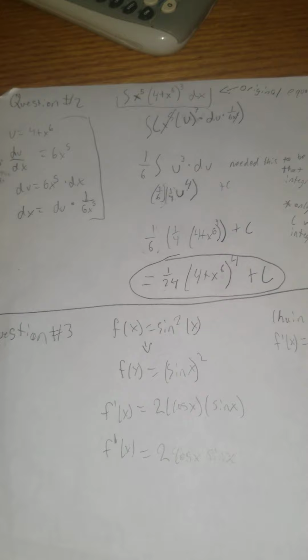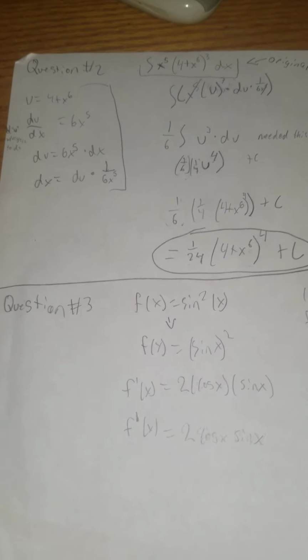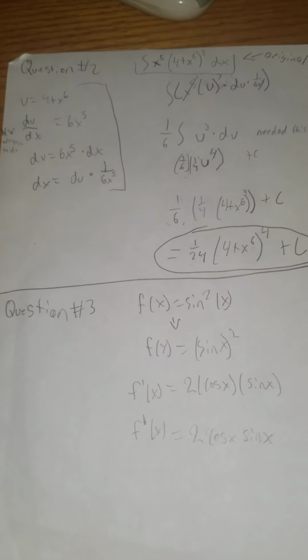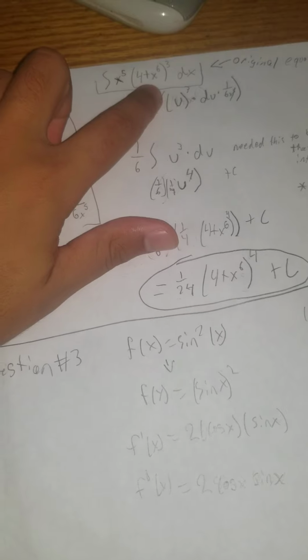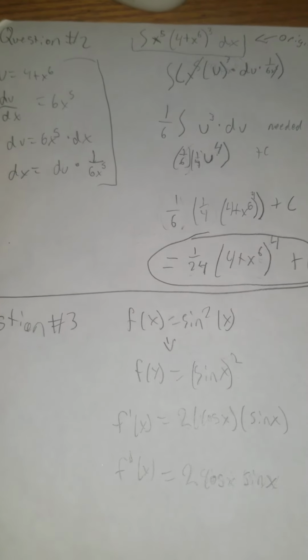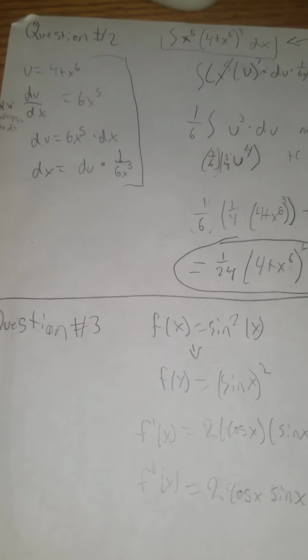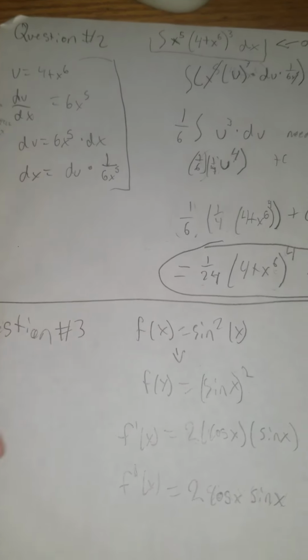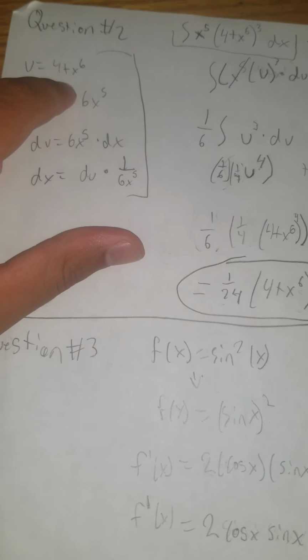Okay, so this is the second question, and the question is that we are going to evaluate the indefinite integral using the u substitution. And this is what we started out with. We're going to take what's inside the parentheses here, and that's going to be our u, and we're going to set it equal to u, and then we're going to take the derivative of u with respect to x, du/dx, which equals 6x to the fifth.